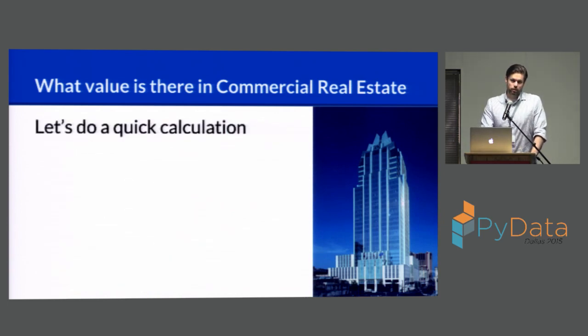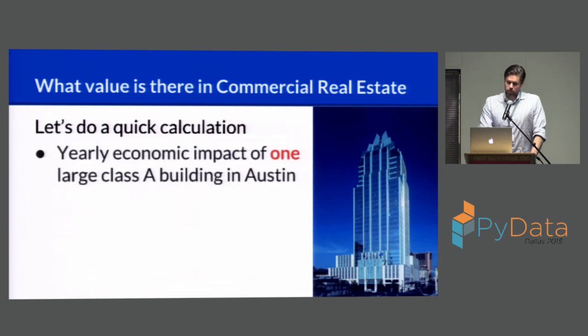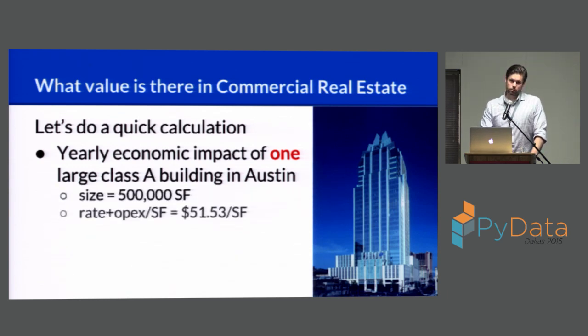So let's do a quick calculation. What's the yearly economic impact of one Class A building in Austin? So this is the Frost Bank Tower, and it's 500,000 square feet, and the average renting rate for it right now is about $51 a square foot, so about $30 a square foot to rent, plus $20 a square foot for operation expenses, which is like insurance and taxes and things like that.